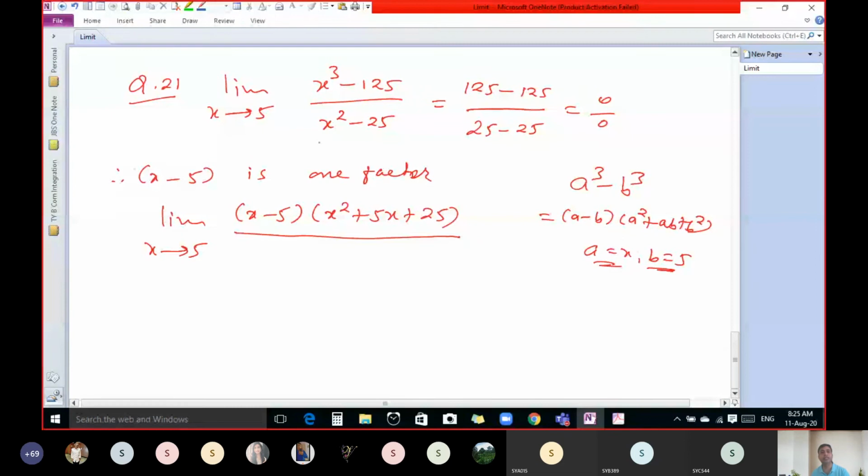And here, factorization of a square minus b square: a minus b, a plus b. So x square minus 5 square is x minus 5, x plus 5. And now this x minus 5 cancels, and we put x equal to 5.